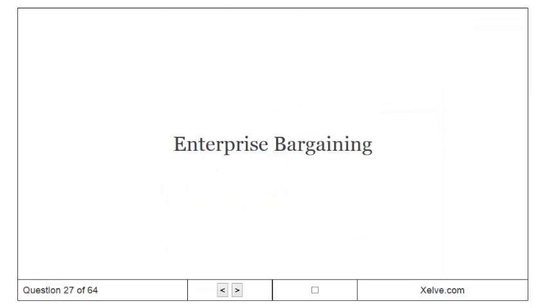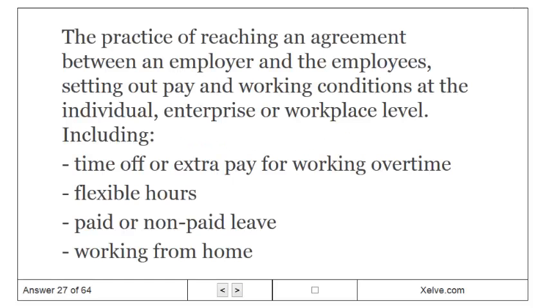Enterprise bargaining. The practice of reaching an agreement between an employer and the employees, setting out pay and working conditions at the individual, enterprise or workplace level, including time off or extra pay for working overtime, flexible hours, paid or non-paid leave, working from home.